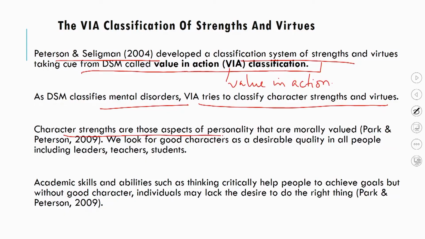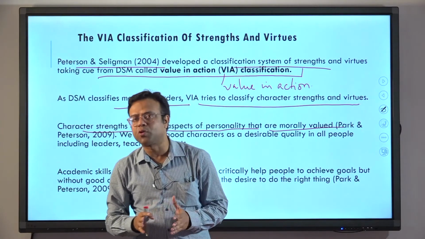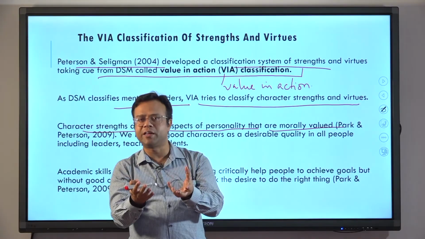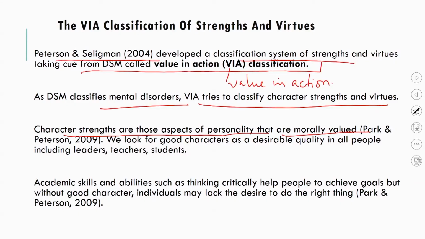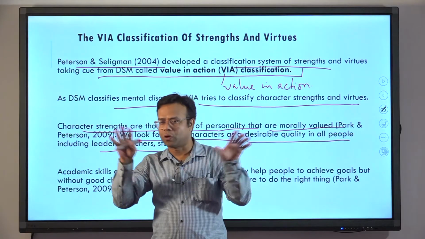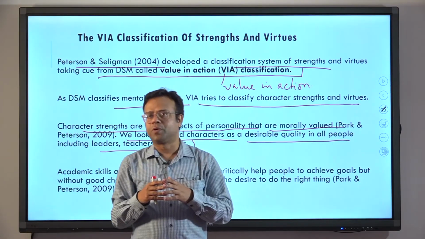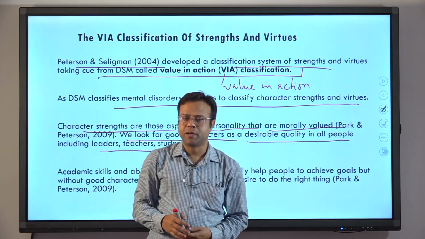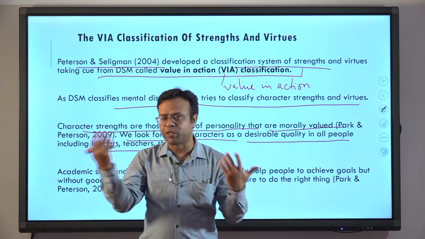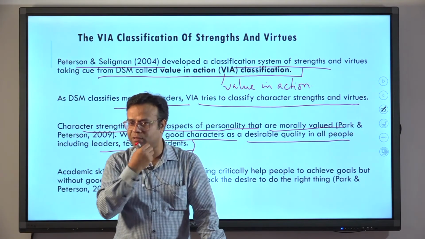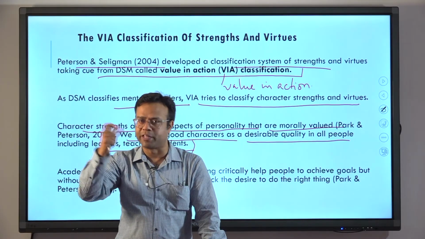These character strengths are those aspects of personality that are morally valued. So when we talk about character strengths, these are not just psychological strengths. We are talking about those strengths where there is a moral value in it. That is why they are called strengths of character. There is a connotation of morally accepted values attached to it. So we look for good character as a desirable quality in all people, including leaders, teachers, students, across all sections of society. We all expect that people should have strengths of good character, which are morally desirable good qualities. So this particular classification deals with those kinds of character strengths, which are morally desirable and a general expectation we have from all people.